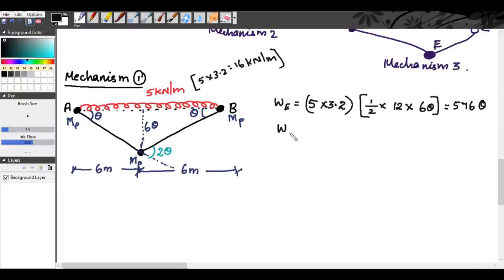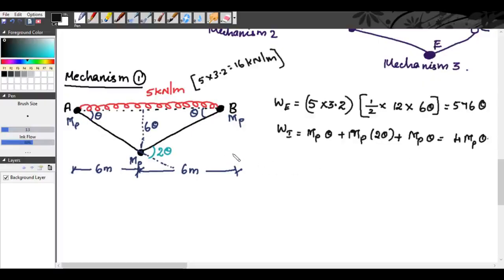Now what about the internal work done? Internal work done is MP into theta. So where are the plastic hinges? At A, at F, at B. At A, it is MP into theta. At F, MP into 2 theta, plus at B, MP into theta. So what we get is 4 MP into theta.